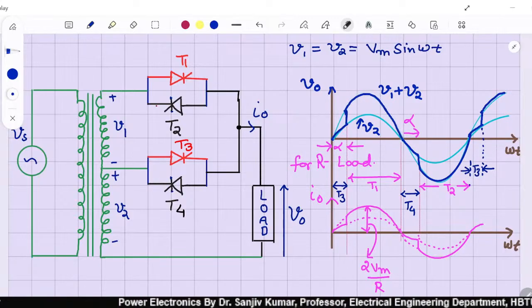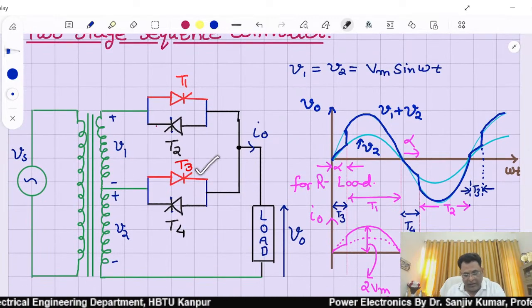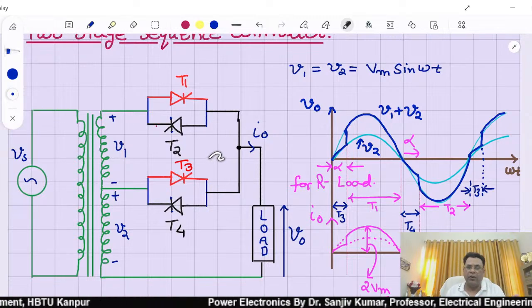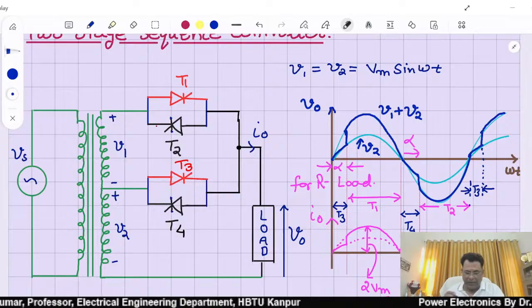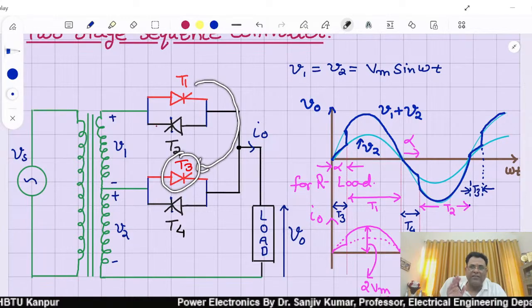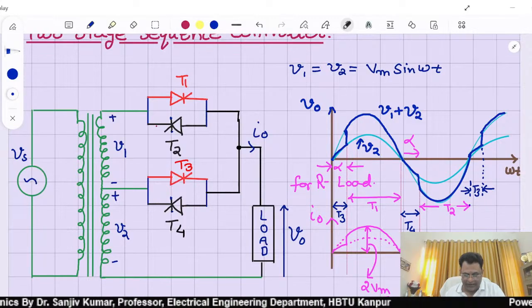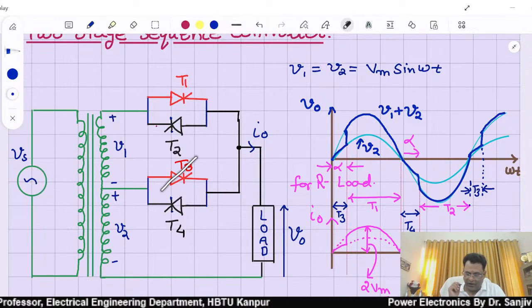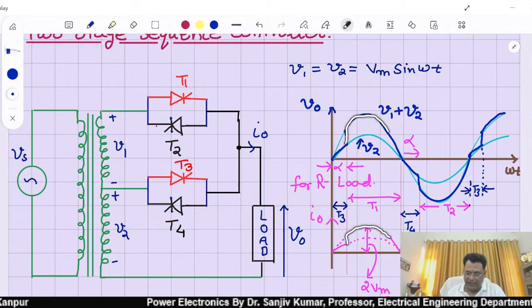So it would be like this. One thing you should notice, although this T3 is in forward bias for the same time for which T1 is in forward bias, the moment T1 is triggered, it will make this T3 in reverse bias. So it will not conduct and current will jump from here to here and this voltage will start to come.